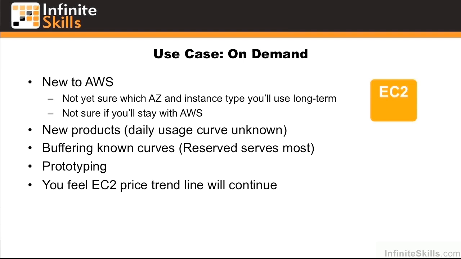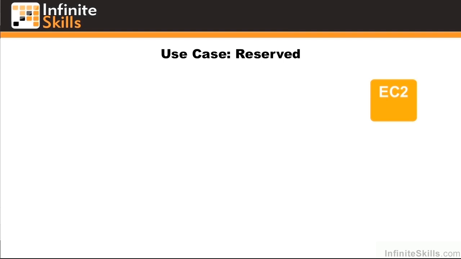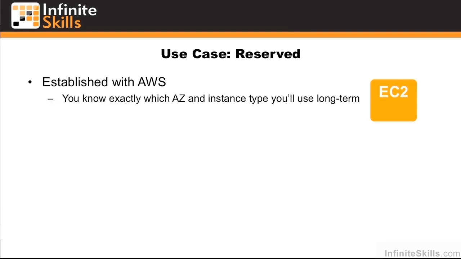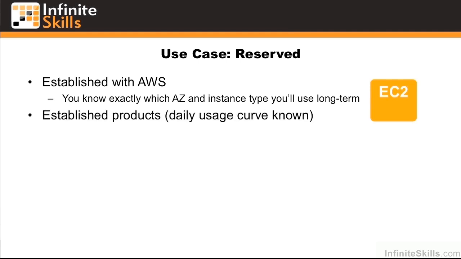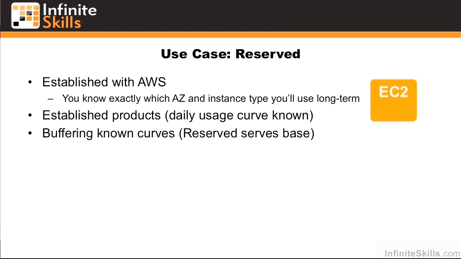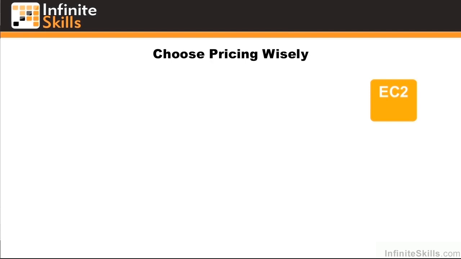The use cases for reserved are many, but it mainly starts with you being established with AWS. You know exactly which AZ and instance type you'll be using for long-term. This essentially comes down to established products where the daily usage curve is known, or to buffer known curves where the reserved serves base, and then perhaps Spot and/or on-demand serves the upper layers.